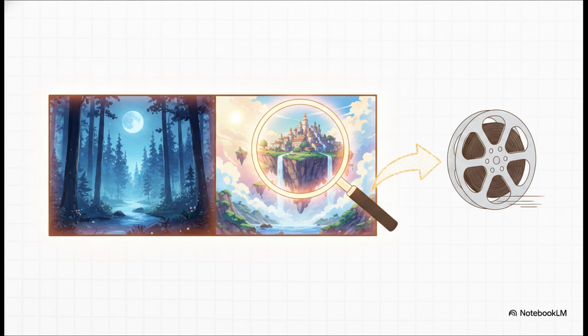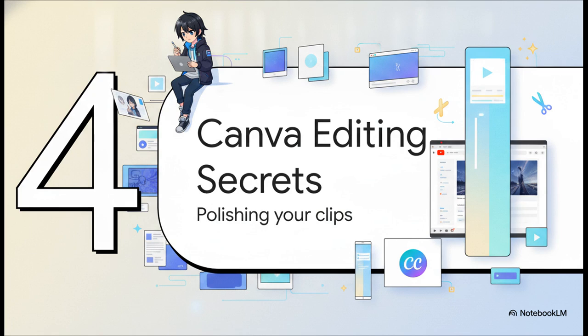Once you pick the winner, you just switch over to the video generator, paste in the action part of your prompt, and hit generate. Generating an image first essentially guarantees your visuals are perfect before you spend your valuable time animating them. All right, section 4, editing secrets in Canva.